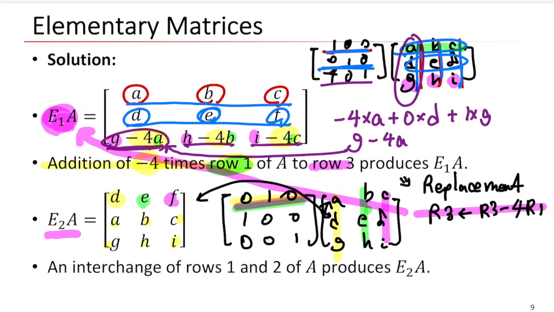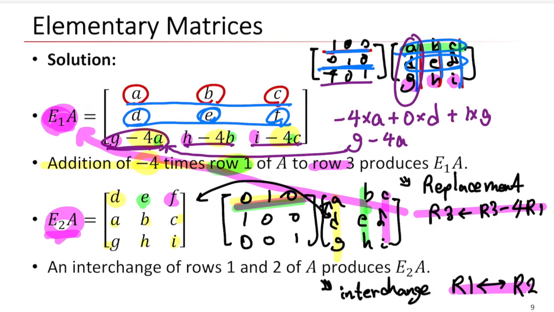So this is the interchange operation, something like R1 with R2, right? So in other words, without using this notation, from now on we can use the E2 times A to compute the interchange of row 1 and row 2 of matrix A. Okay?